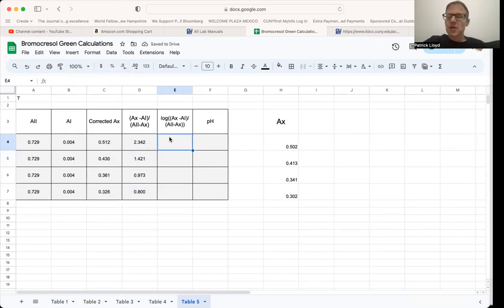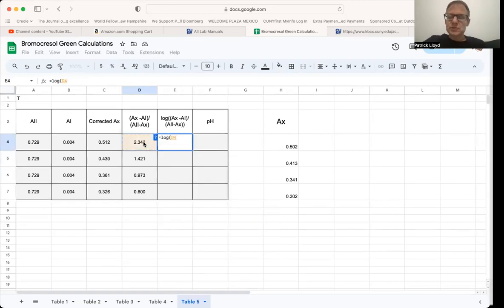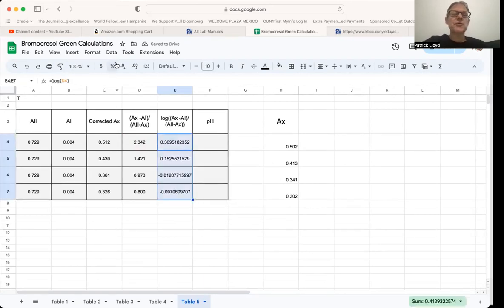Now, we're just going to take the log of it. So log of this one. And then we'll fill that down. And again, not so many sig figs required, so we'll make it fewer. Okay. Let's go maybe one more, just a little bit.